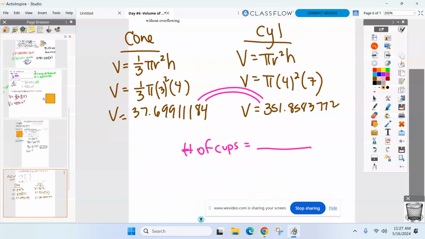Divide them. Good. All right, I'm going to take the volume of the cylinder divided by the volume of the cone. Everyone's all right? Why we would do that? You multiply, and that's a whole bunch of cones, by the way. It's going to overflow big time.